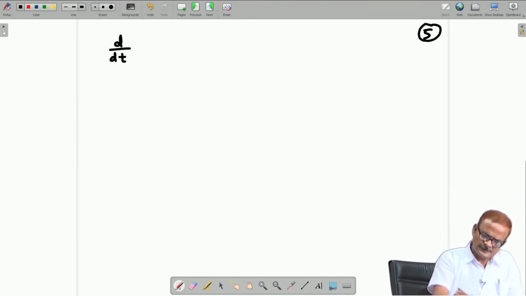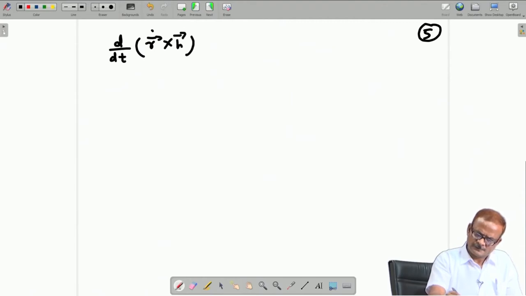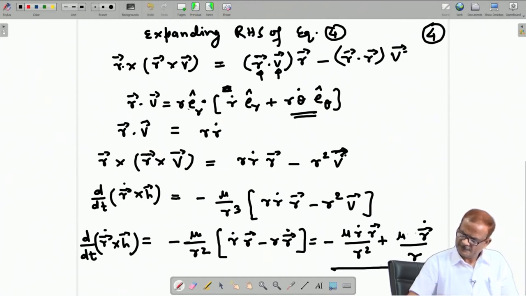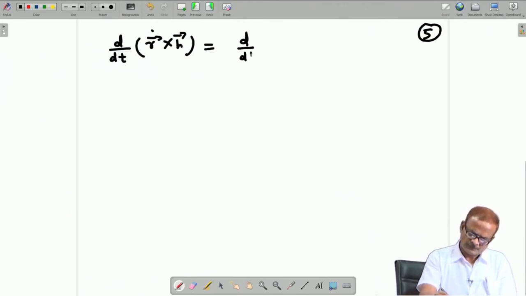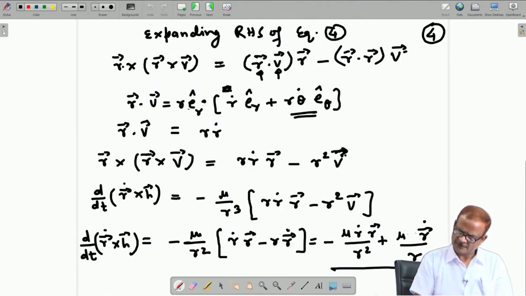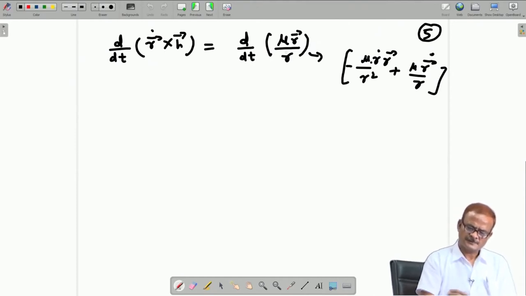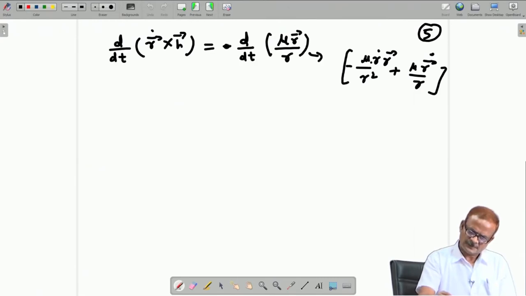So the left hand side again we write here, d by dt of r dot cross h, and on the right hand side we have this quantity, which is nothing but d by dt of mu r by r. As we can see by expansion, this is mu by r square with minus sign times r dot r, and then plus mu r dot divided by r. This is what we had on the previous page. The minus sign is absorbed there.